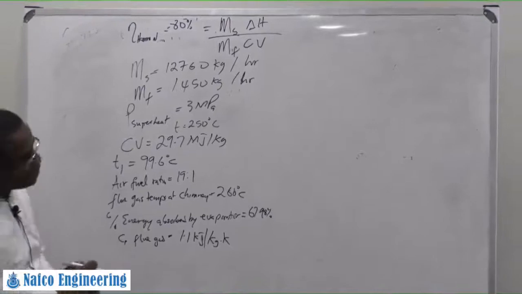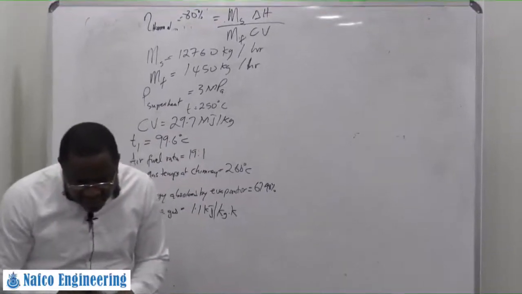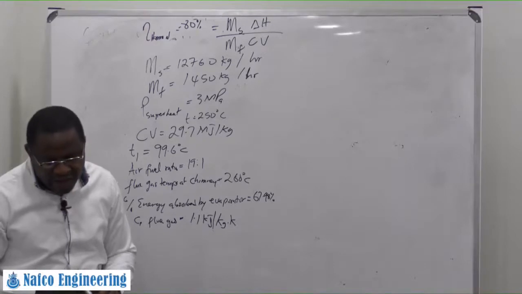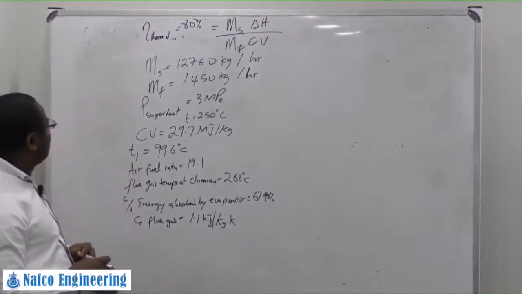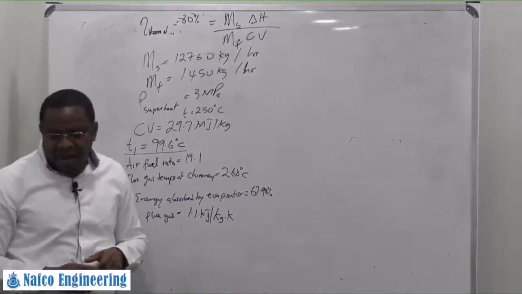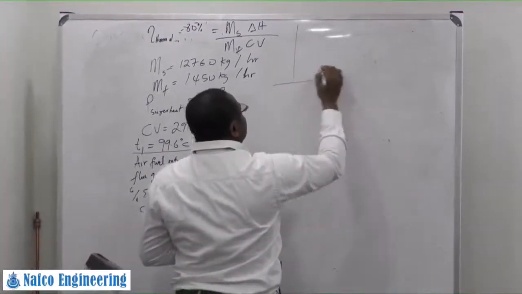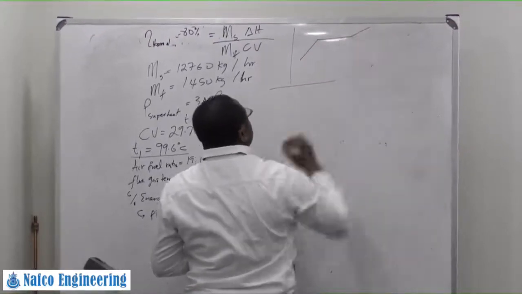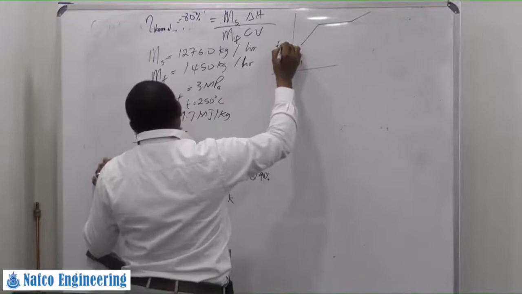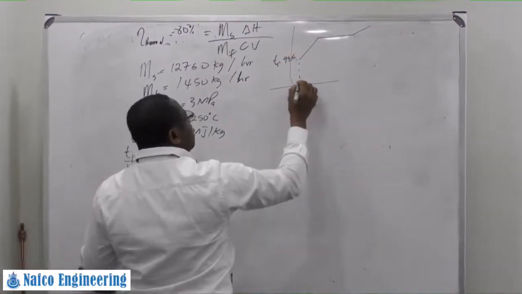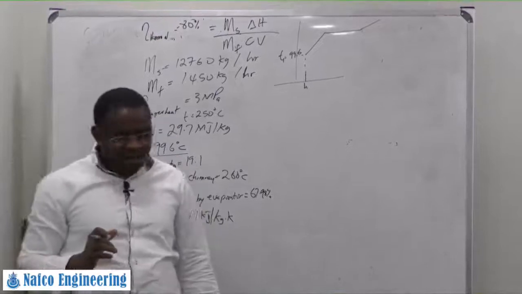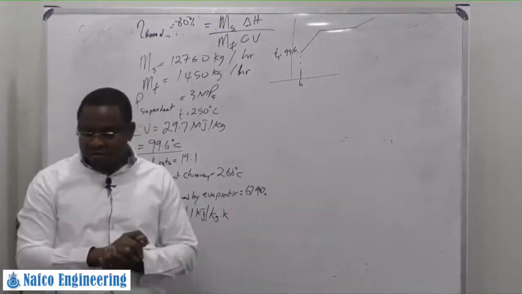Okay, so now let's start. The first question is to calculate the specific enthalpy of feed water at economizer inlet and find its temperature from the steam table. What is that inlet? This is the inlet temperature. We say we must calculate the enthalpy. Remember, we have this temperature, T1, is 99.6. They say you must look for this from the steam table. Okay, so look for it. Get your steam table. You're not going to calculate, you just need to get it from the steam table.